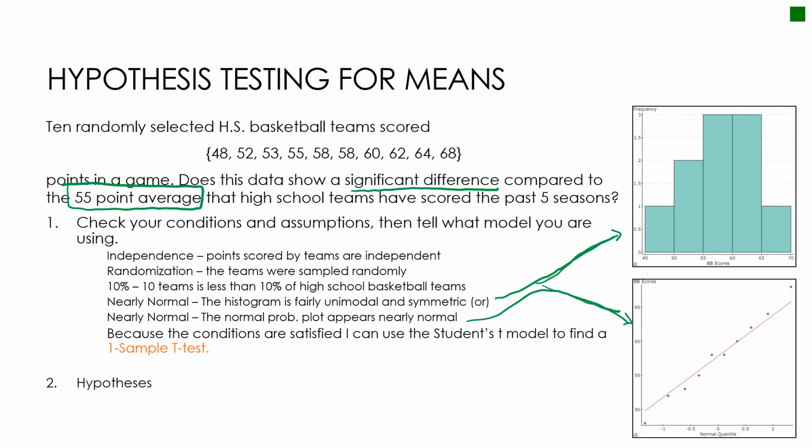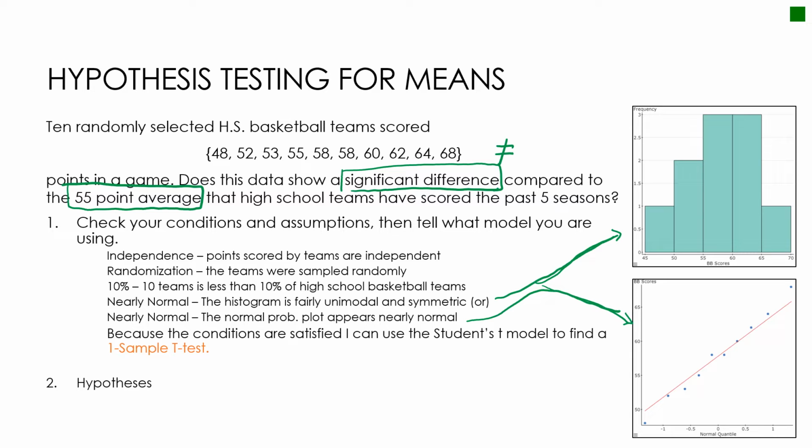So let's look at the hypotheses. Again, everything is context-based, and that makes it difficult for a lot of students. So I'm asking, does this data show a significant difference? So it's not saying, is this more than I would expect from the 55? Is this less than I expect? I'm saying, is this a significant difference, which means my alternative should be a not equal to, because we're saying however far on either side, statistically significant on either side.